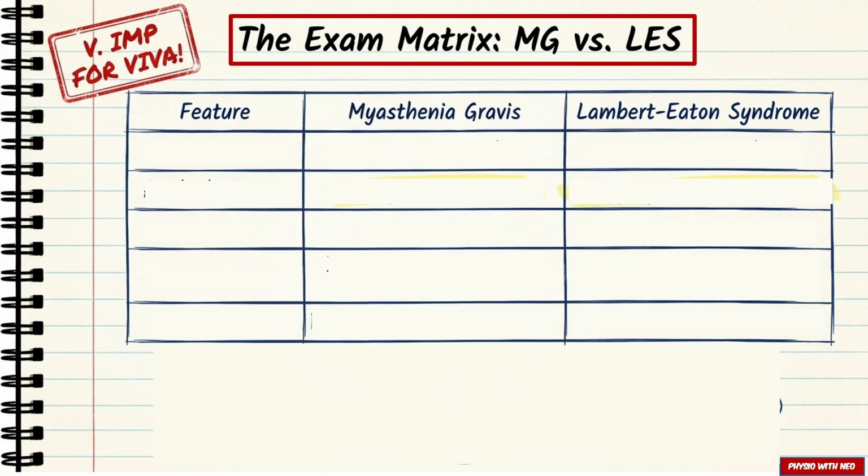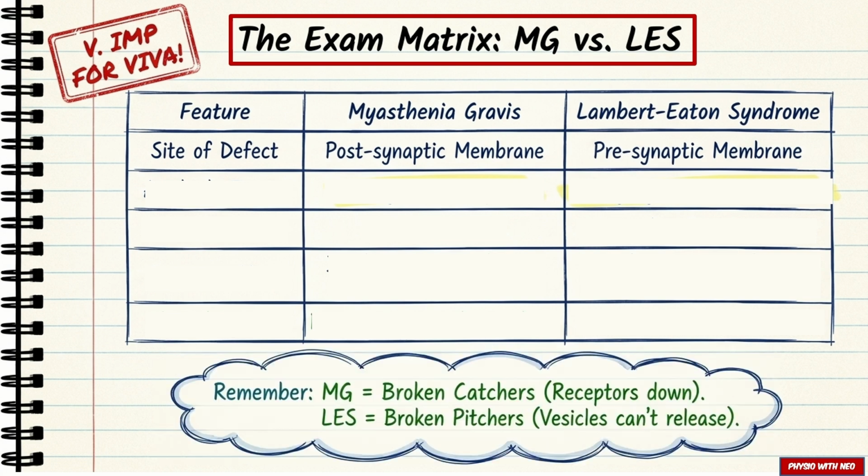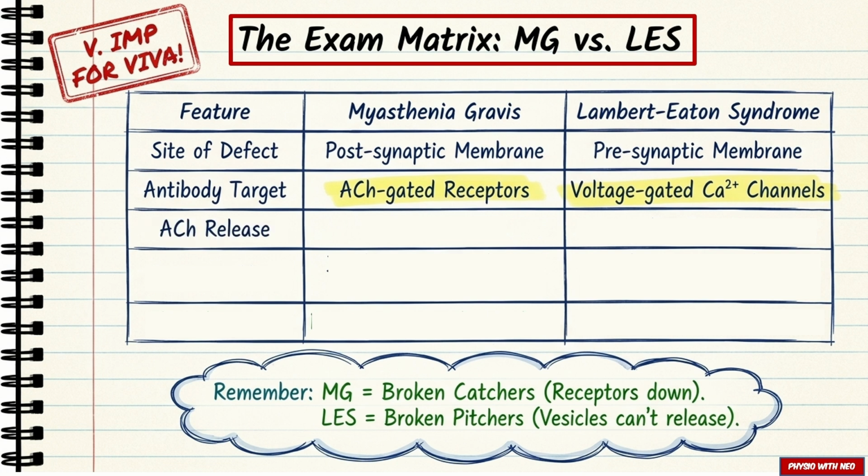This comparison is extremely important: myasthenia gravis and Lambert-Eaton syndrome. Remember, in myasthenia gravis there is damage to the postsynaptic membrane, whereas in Lambert-Eaton syndrome the damage is to the presynaptic membrane. I always remember it like this: myasthenia gravis is broken catchers, that is, the receptor is missing, while Lambert-Eaton syndrome is broken pitchers. Here the calcium can't release acetylcholine. So in myasthenia gravis the antibody target is postsynaptic acetylcholine receptors, whereas in Lambert-Eaton syndrome the antibody target is voltage-gated calcium channels. Acetylcholine release in myasthenia gravis is normal. In Lambert-Eaton syndrome, it is scanty or reduced.